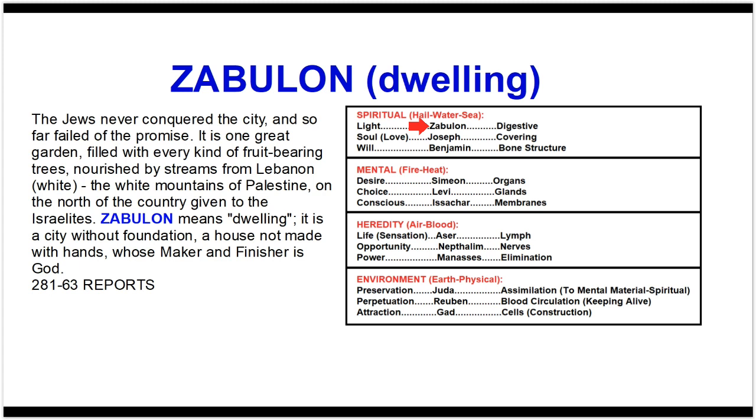The Jews never conquered the city, and so far failed of the promise. It is one great garden, filled with every kind of fruit-bearing trees, nourished by streams from Lebanon, the White Mountains of Palestine, on the north of the country given to the Israelites. Zebulun means dwelling. It is a city without foundation, a house not made with hands, whose maker and finisher is God.